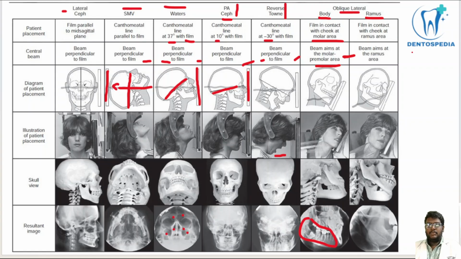And coming to the ramus projection, oblique lateral ramus. In this technique, we are placing the film in contact with the cheek at the ramus area, and the beam is aimed at the ramus area. Okay, and this is how you position the patient. Here you can see the ramus of the mandible clearly without any superimposition, with clear images. If you suspect any odontogenic keratocyst or any tumors in the mandibular ramus, this technique is very useful for diagnosis. Okay, and these are the various extraoral radiographic techniques used in oral radiology.